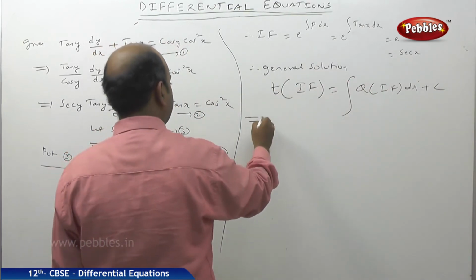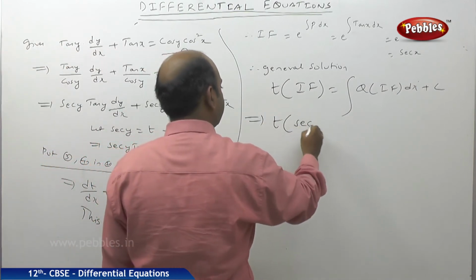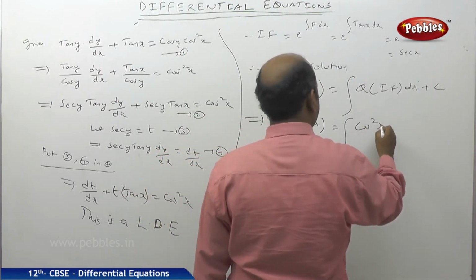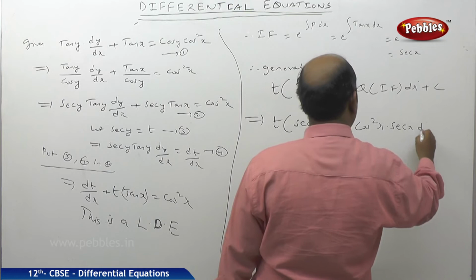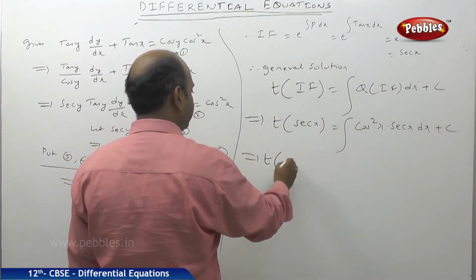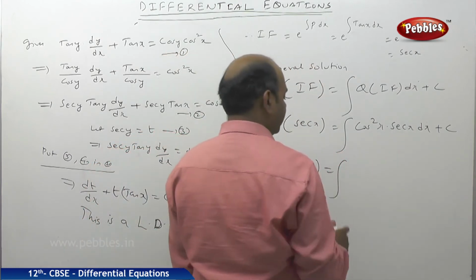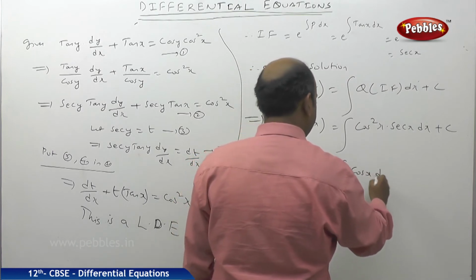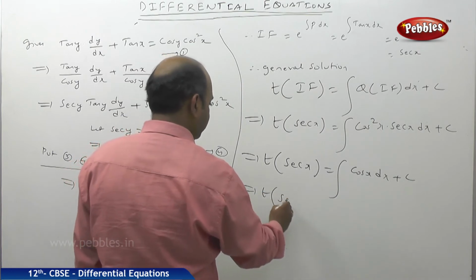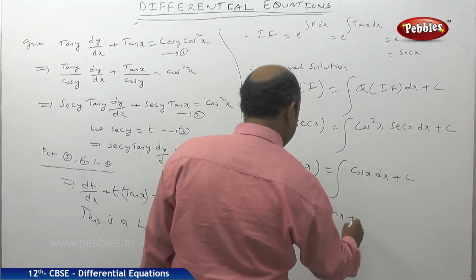So what happens? T means t only. Integrating factor means secant x is equal to q. Q means what is there for us? Cos square x. Integrating factor means secant x dx plus c. So t into secant x is equal to, I think one cos x will be getting cancelled, so cos x dx plus c. So t into secant x is equal to integral of cos x, which is sin x plus c.